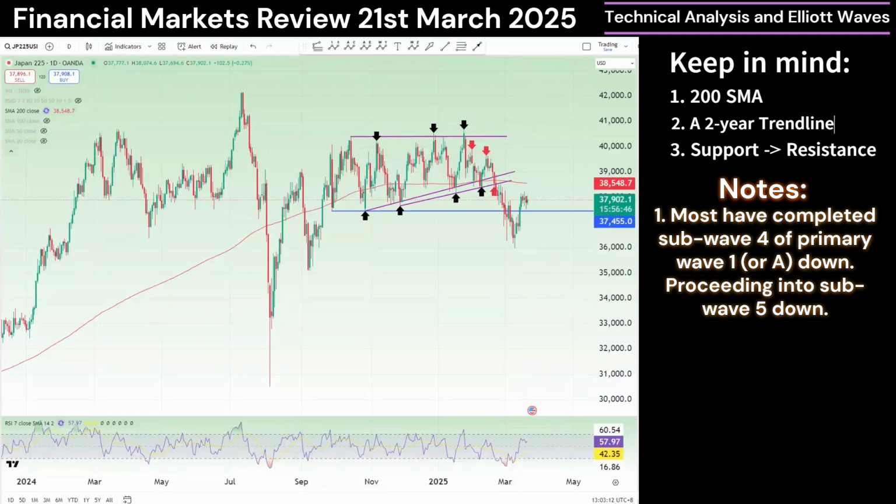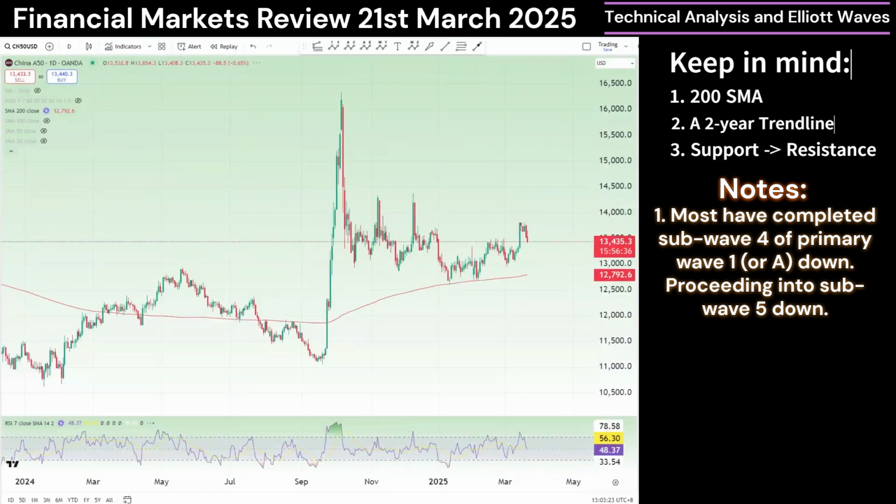For now I do not have much of an opinion, other than to take note that it's below the 200-day moving average. And let's go to China.